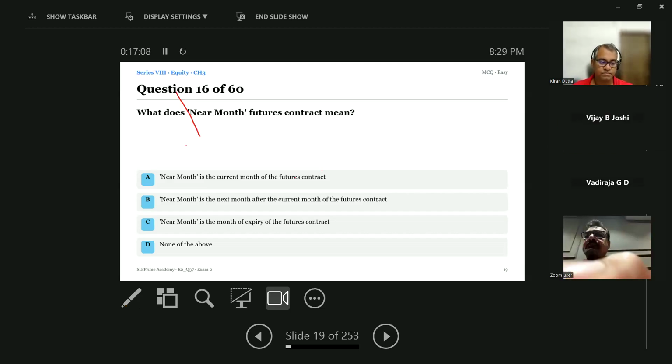Near month is the next month, right? Far month is the next-to-next month, like after 3 months. Third month. Okay, wait, let me repeat that. 3 months.